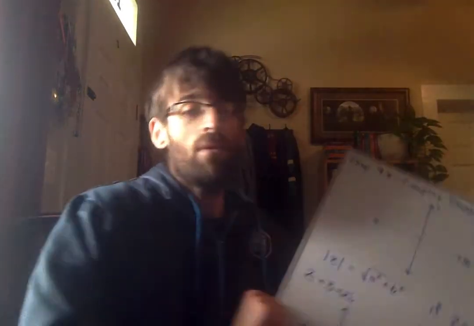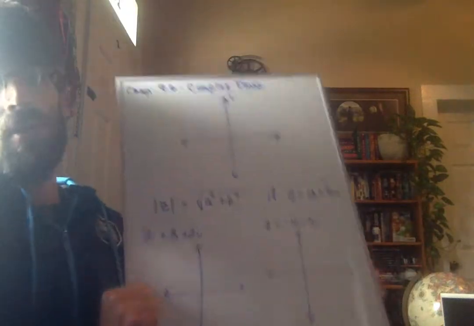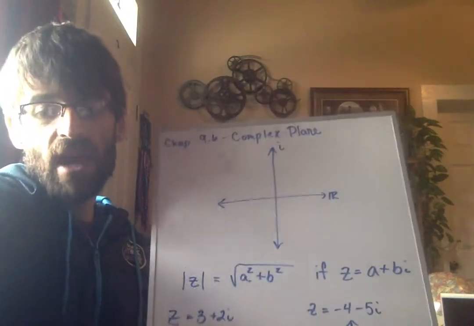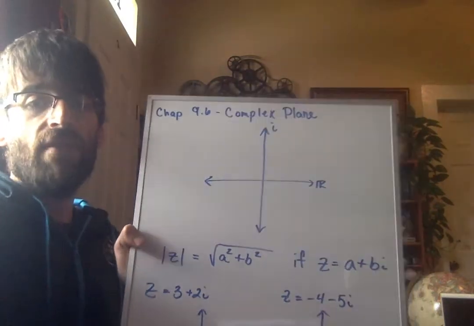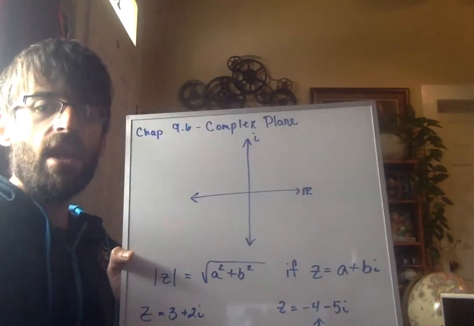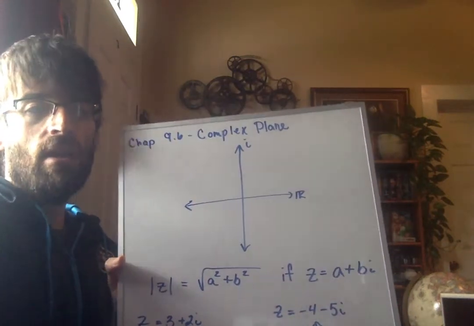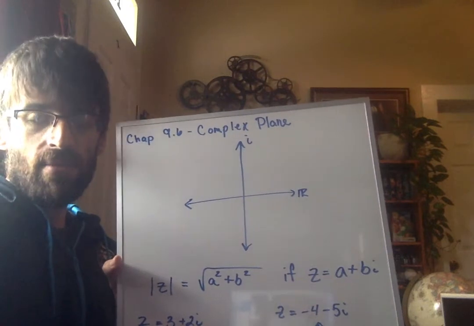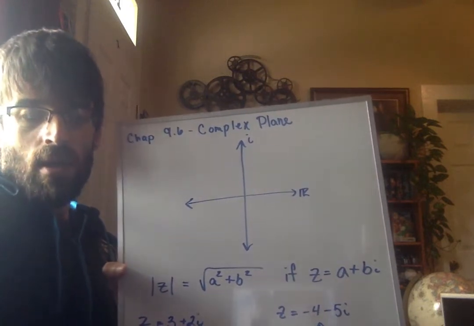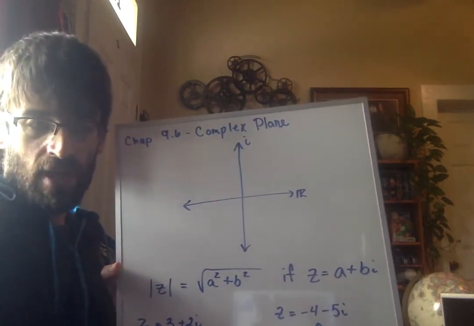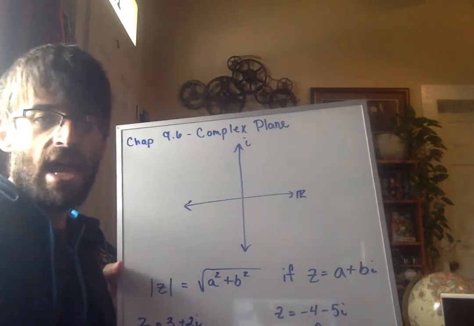Good morning. We're going to talk about the complex plane today. That's chapter 9.6. So this is going to be another way of graphing complex numbers. Now we understand we can't graph complex numbers on the XY coordinate grid because there's no imaginary axis.